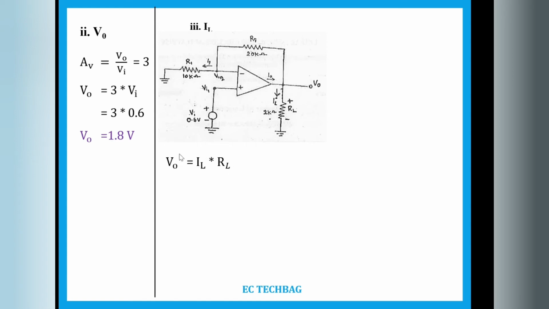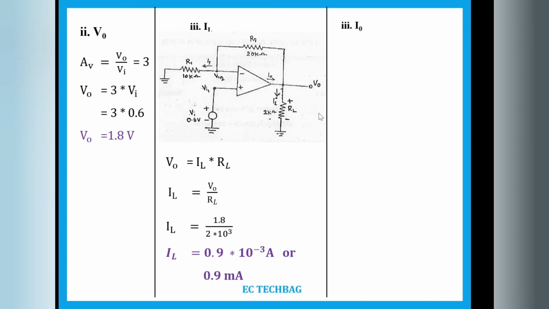Okay. Here V0 we know, that is already calculated as 1.8 volt, and RL that is also given in the problem, 2 kilo. So by substituting these two values we get IL, that is equal to V0 divided by RL. V0 is 1.8, RL is 2 kilo. So 1.8 divided by 2 is 0.9, and 1 by 10 power 3 is 10 power minus 3. So you get 0.9 into 10 power minus 3 amperes, or simply you can write this as 0.9 milliamps.